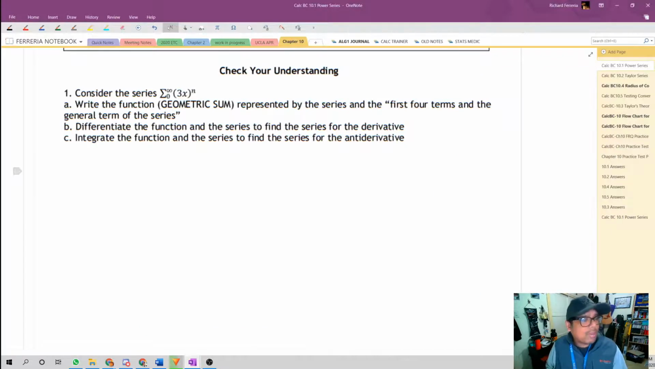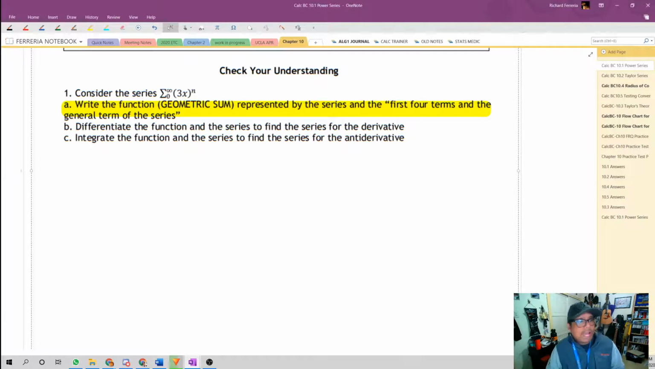Check your understanding. We have a 3-part question. So number 1 is to write a function, and the helper here is a geometric sum represented by the series, and then you want to make sure that you write the first 4 terms and the general term. That's in quotes because pretty much every AP problem is going to have that exact same standard. First 4 terms and the general term. So you need to get used to writing the first 4 terms and the general term for every series that we look at from now on.